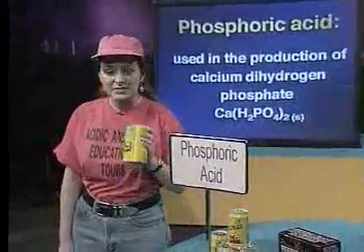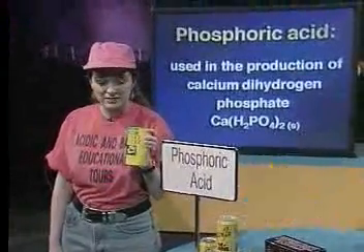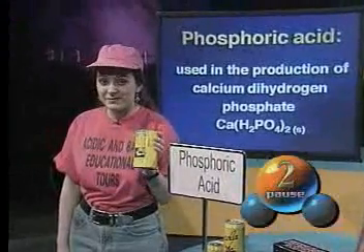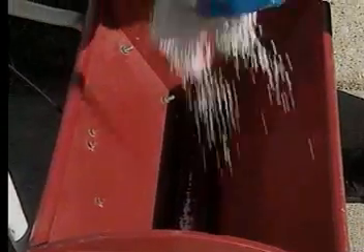Phosphoric acid is also used in the production of calcium dihydrogen phosphate, which is the acidic ingredient in baking powder. The main use of phosphoric acid is in fertilizers. Plants need phosphorus as a nutrient. Let's take a side trip to learn some more about phosphoric acid.